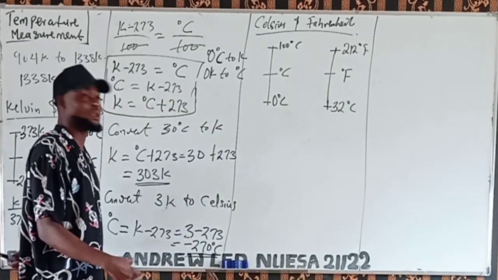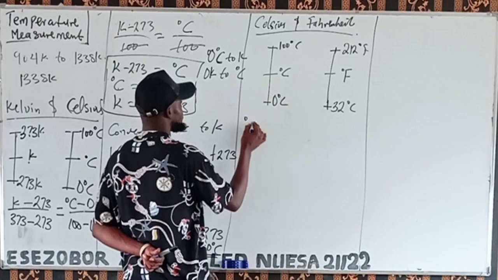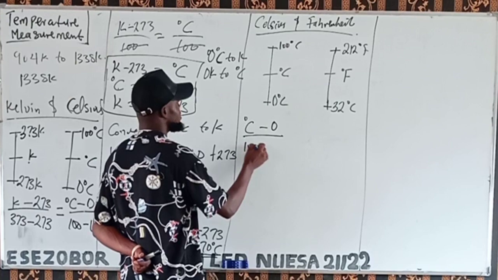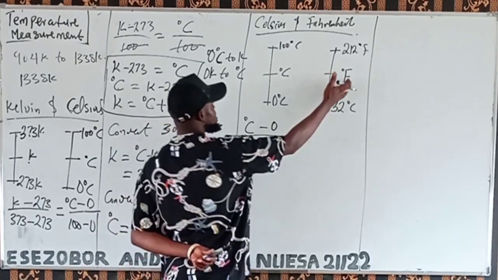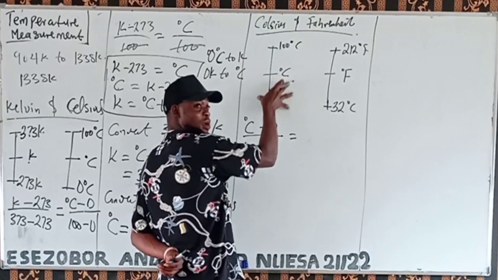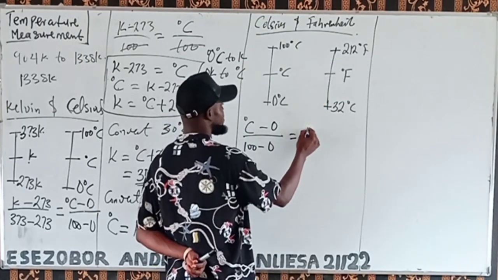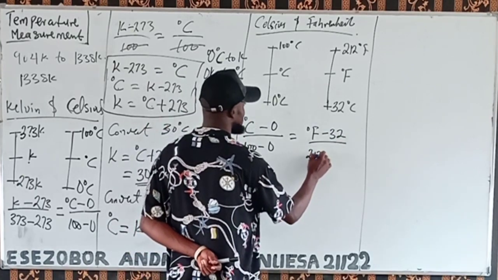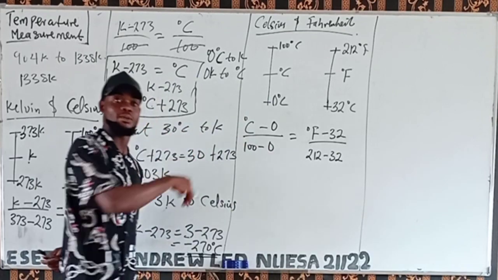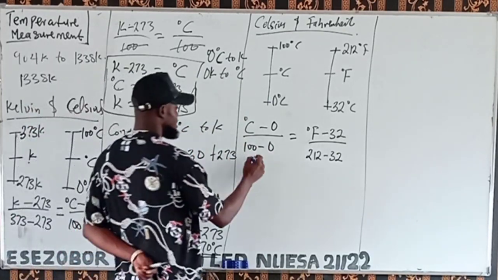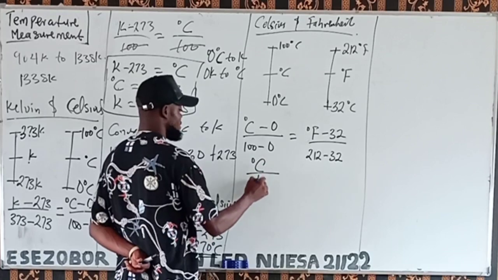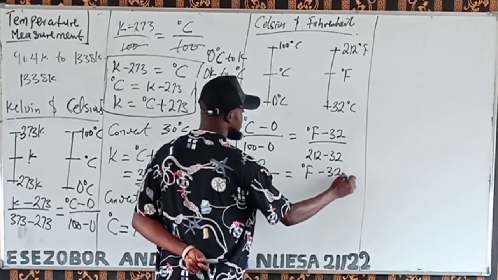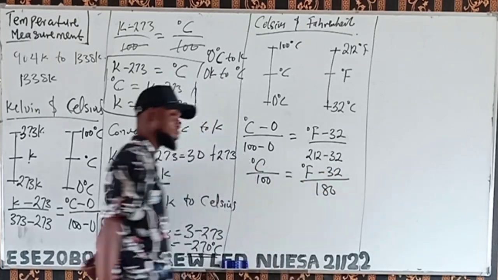Think about that. The next thing we do is interpolation. Remember, click on the node: the upper is 100, the lower is 0. Then you put the same thing here. What you did here, don't repeat it here. The same thing: you have degree Fahrenheit minus 32 over 212 minus 32. Or 212 minus what? 32. So degrees Celsius over 100 is equal to Fahrenheit minus 32 over 180. So we're going to have that.